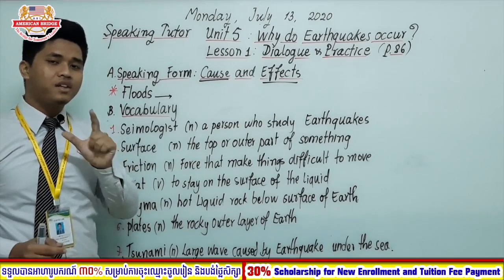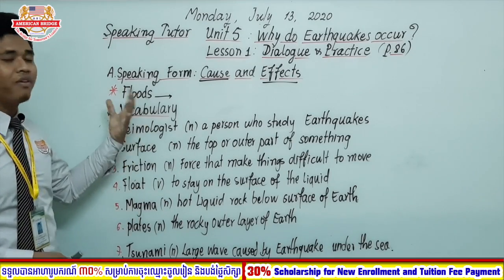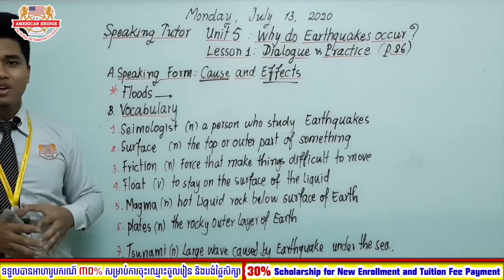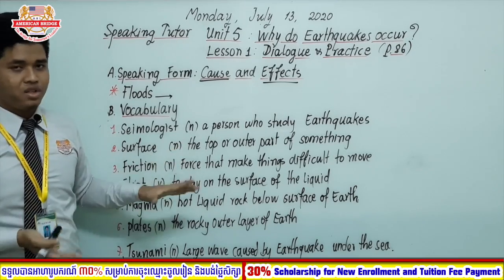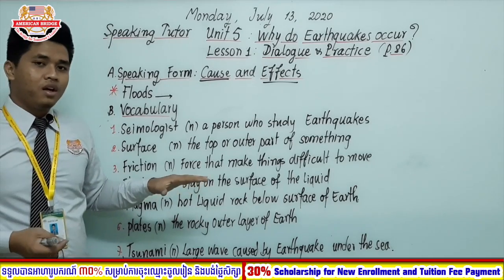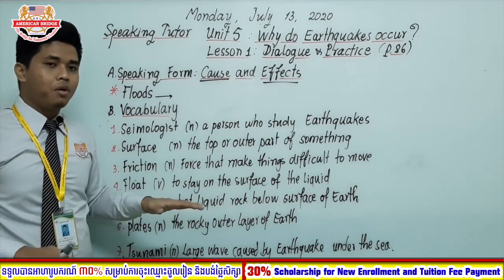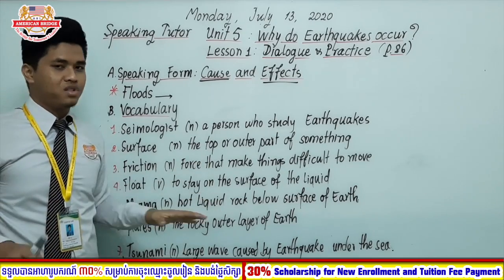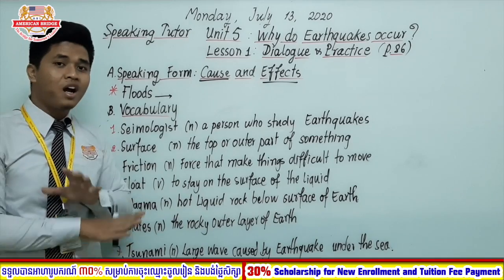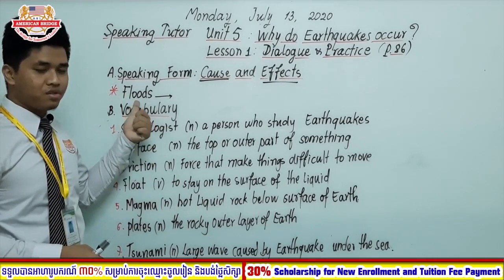So let's look at an example to get a better idea. In the context of flood, do you know the word flood? It is a natural disaster when there is a lot of water floating all around, let's say on the road or below your house. All around there is water. You cannot go anywhere because there is water all around. So we call it flood. So this is the cause, flood.